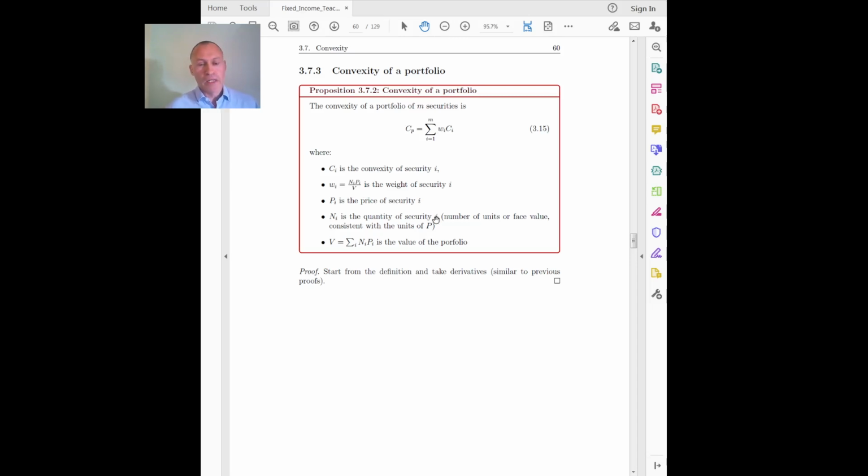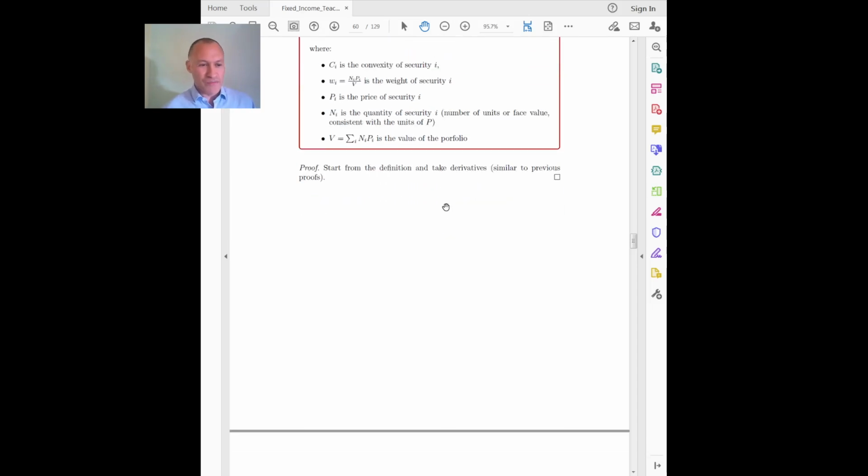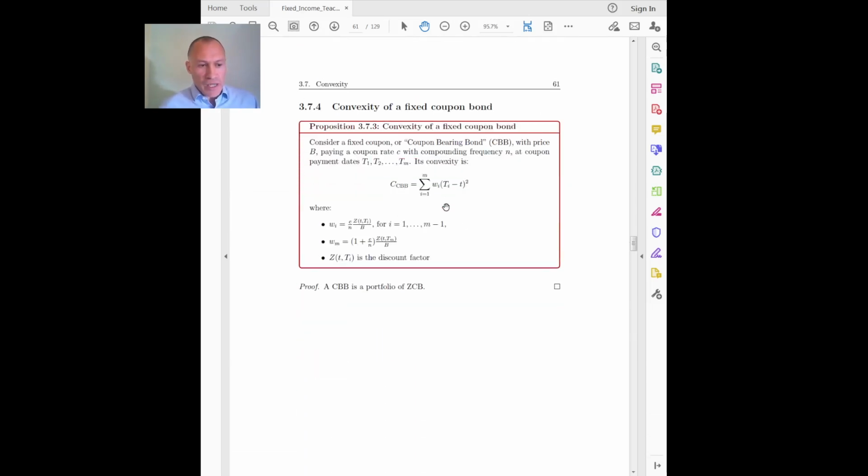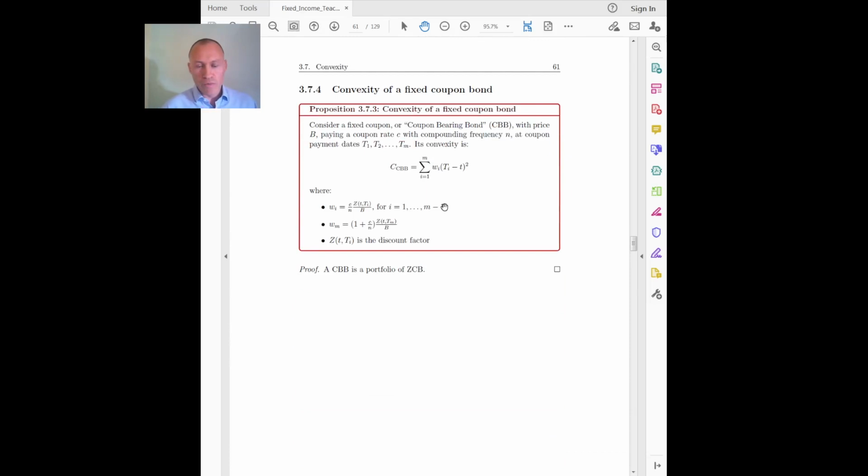So again, we have the two rules, and with these two rules, we can compute the duration of anything. So not the duration, now it's the convexity. So first application, convexity of a fixed coupon bond. Again, a fixed coupon bond is just a portfolio of zero coupon bonds. So I apply that formula for the portfolio convexity and then replace the convexity of each of these zero coupon bonds by the time to maturity squared. Exactly like we did for duration.